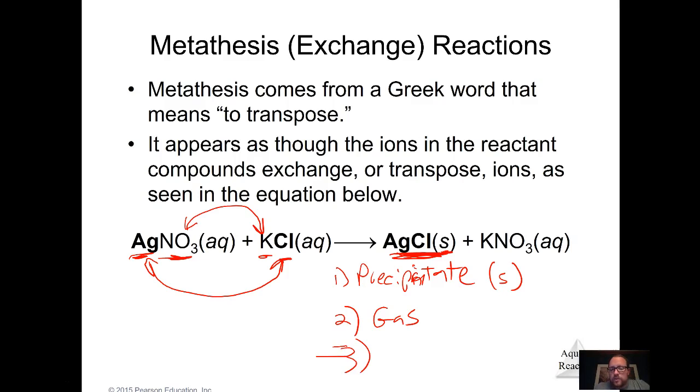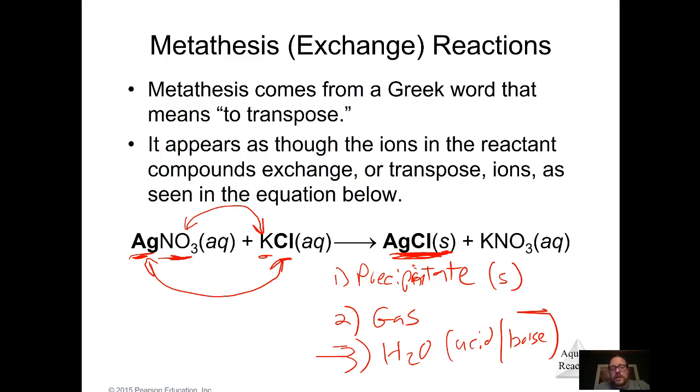Finally, the last thing that you could form is water. And another way you can think about this is called an acid-base reaction or a neutralization reaction. All right, so if you make a precipitate, if you make a gas, if you make water, all of those things would actually make a reaction occur.